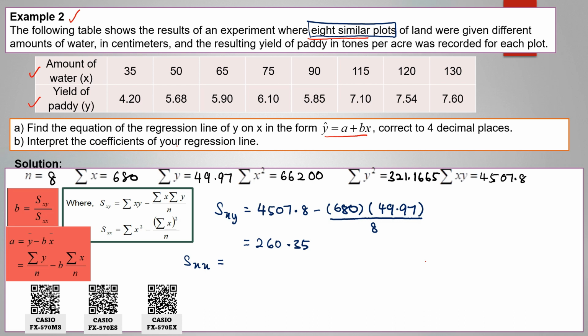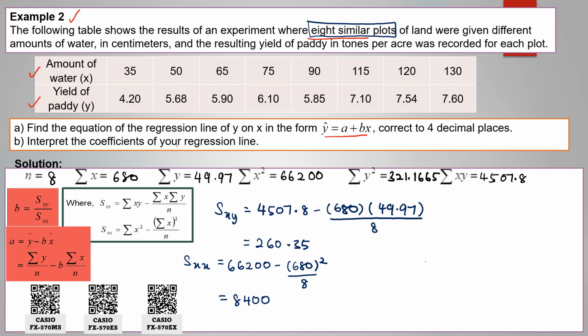And then let's continue with SXX. SXX would be equal to 66,200 minus 680 squared divided by 8. Press your calculator correctly and you will get the value of SXX is equal to 8,400.